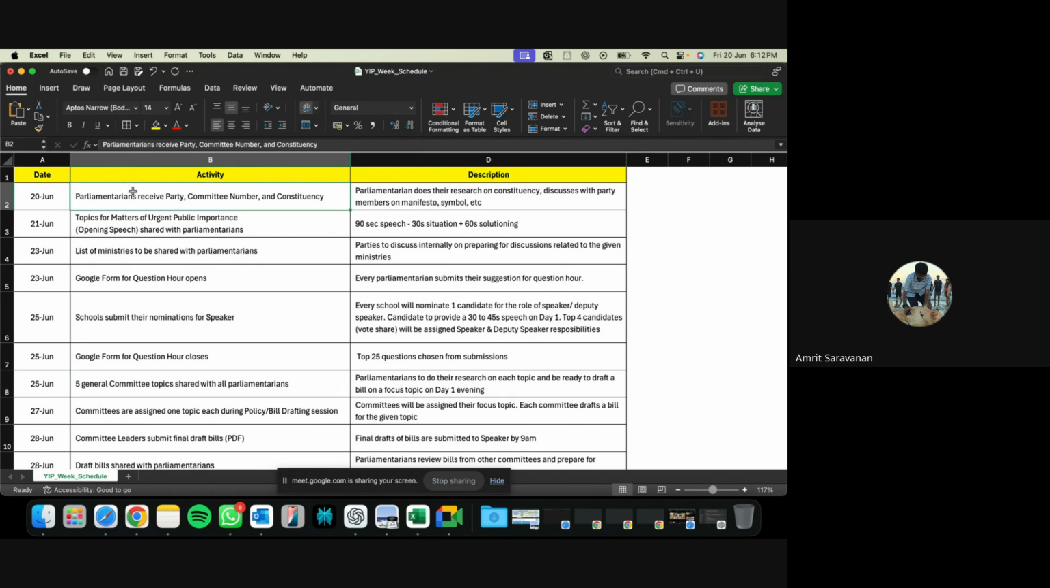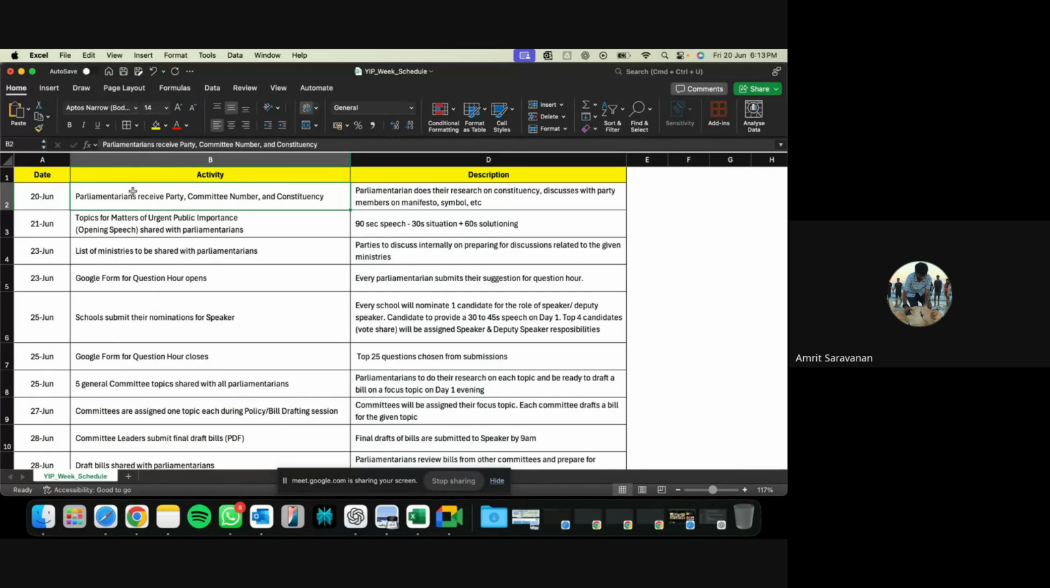So today you would receive which party you belong to, which committee number you belong to, and which constituency you belong to. And with this, you would start, and then you would be added to a WhatsApp group for your party, a WhatsApp group for your committee, and the constituency part is just for you. So you can discuss with your party as well as committee regarding any preparation that's required, and you would start reading up on topics related to your constituency.